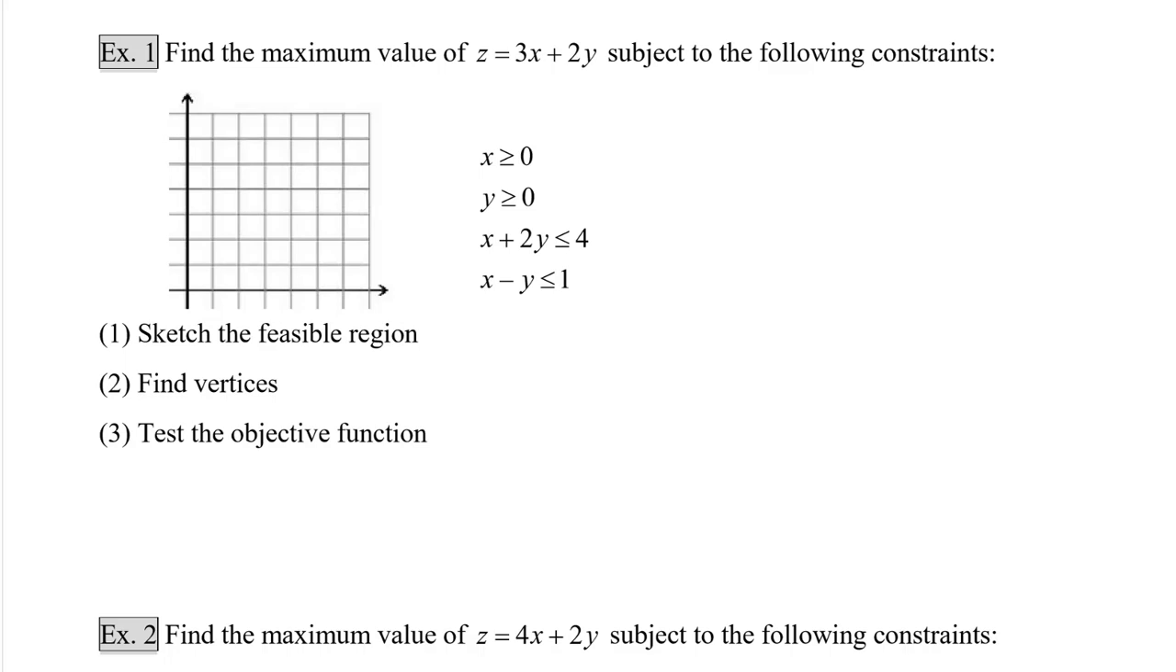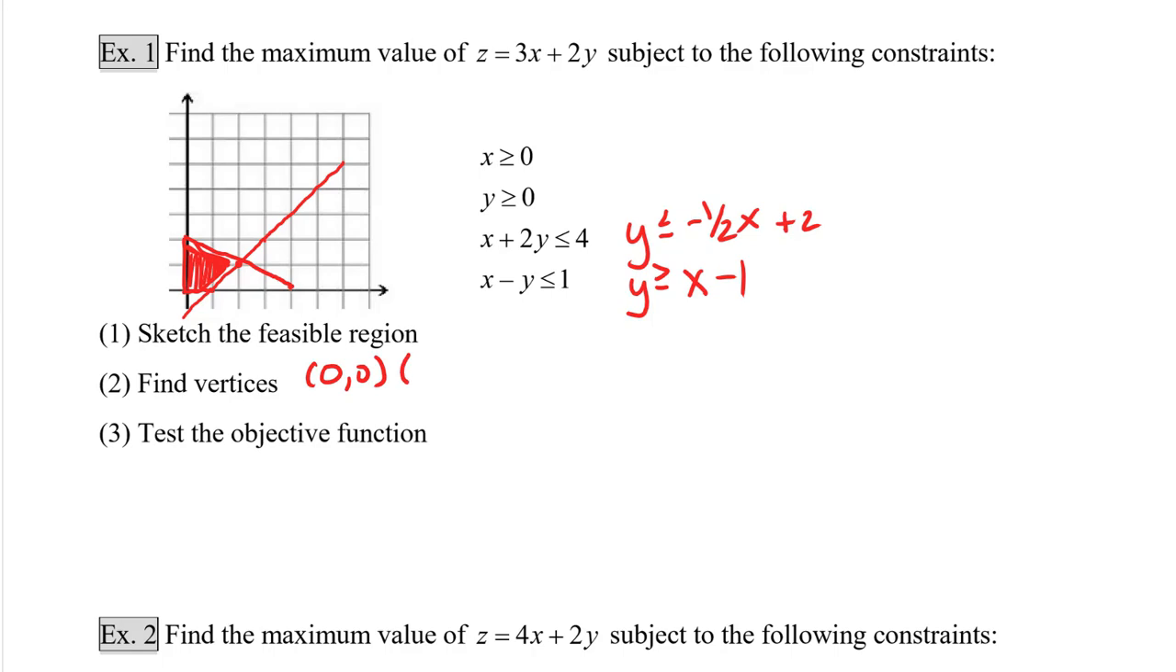So we want to rewrite these inequalities so that they're solved for y. So x plus 2y is less than or equal to 4 becomes y is less than or equal to negative 1/2 x plus 2. And x minus y is less than or equal to 1 becomes y has to be greater than or equal to x minus 1. So now we'll graph these inequalities. Now we'll list the vertices. We have one at (0, 0), one at (1, 0), one at (2, 1), and the last at (0, 2).